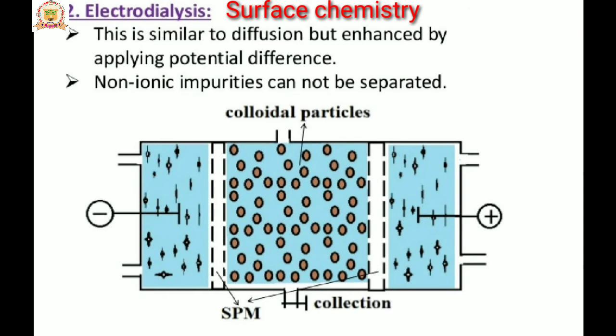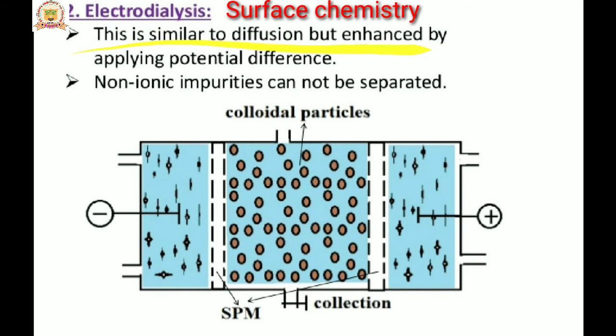Here is one example of the electrodialysis method. This tank has the colloidal particles. The two ends are separated and fitted with the semi-permeable membrane, with the colloidal solution added. Here the electric field is generated between the two electric plates. One is a cathode, and one is an anode.